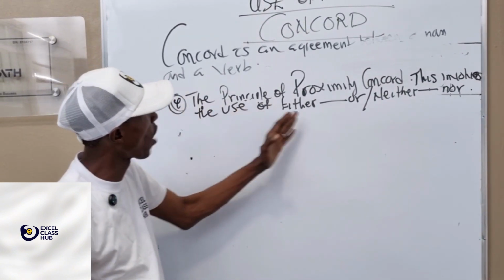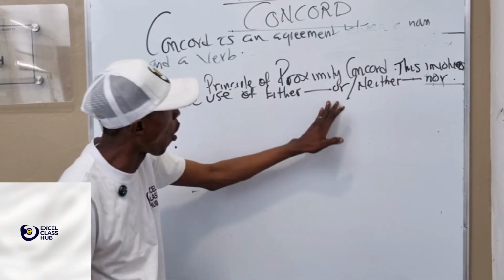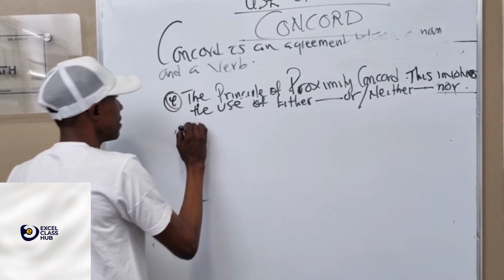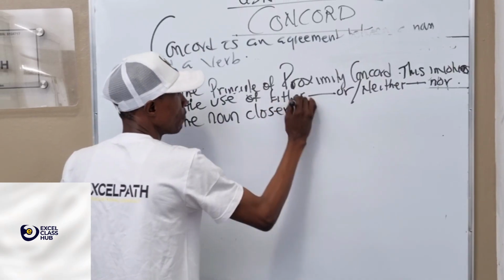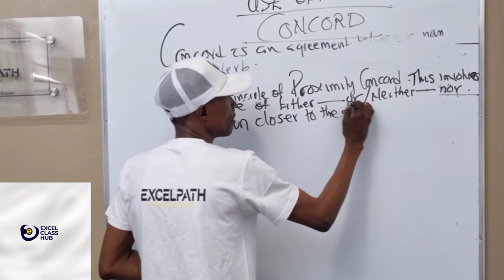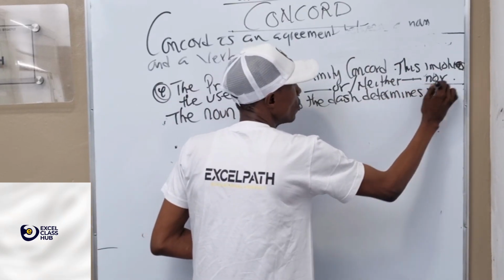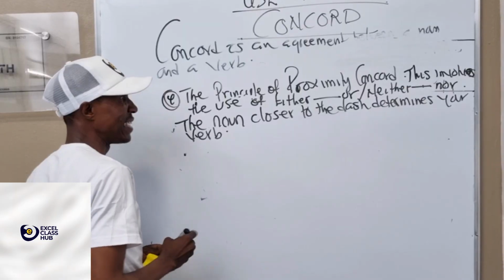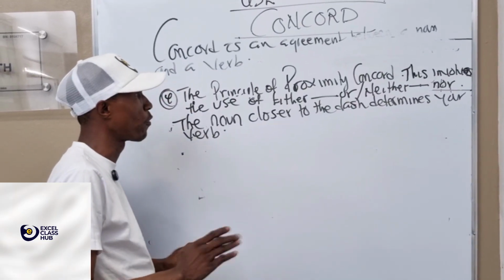They said the principle of proximity concord. This involves the use of either or / neither nor. What is this principle saying? The noun closer to the dash determines your verb. Take note of that. These are principles, and the principles cannot be broken. You have to follow it.